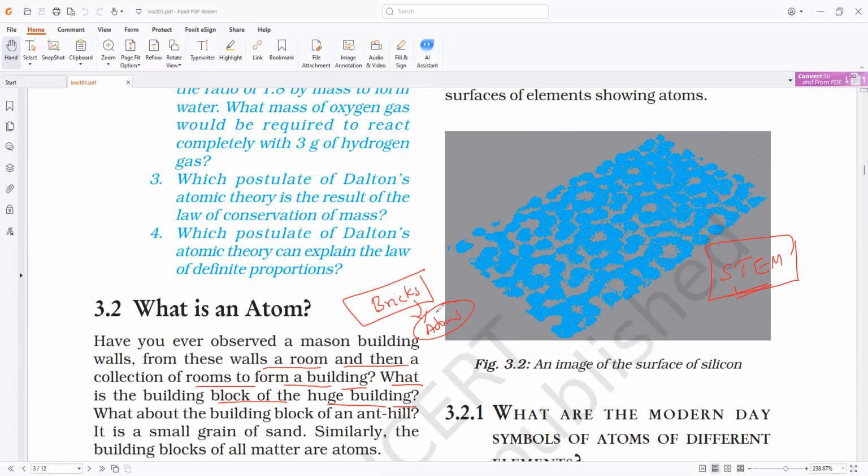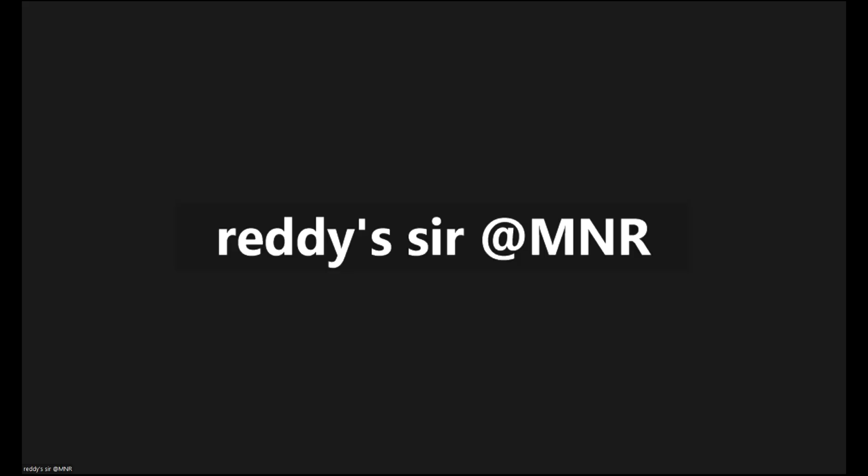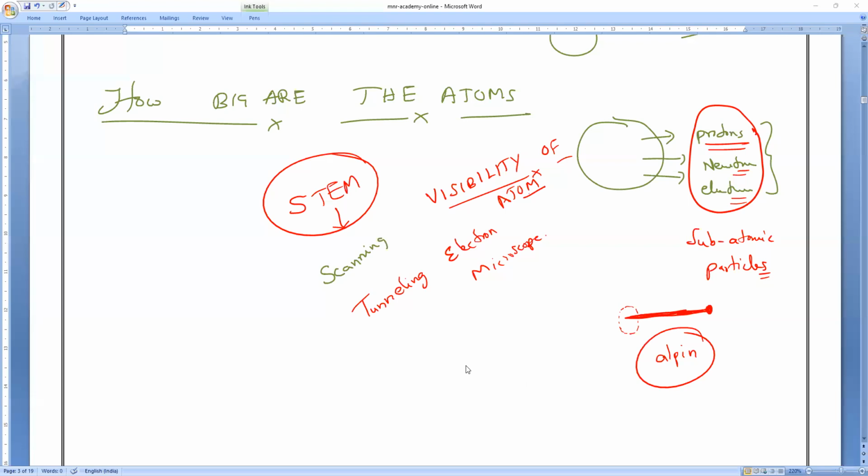Then if I consider a brick in a big building, then inside the brick, the sand, cement, and other small stones, each one is an atom. That's all it is. Clear? Yes? So just imagine how small it is. The tip of one small Alpin contains billions of atoms, so the size of an atom is extremely small.